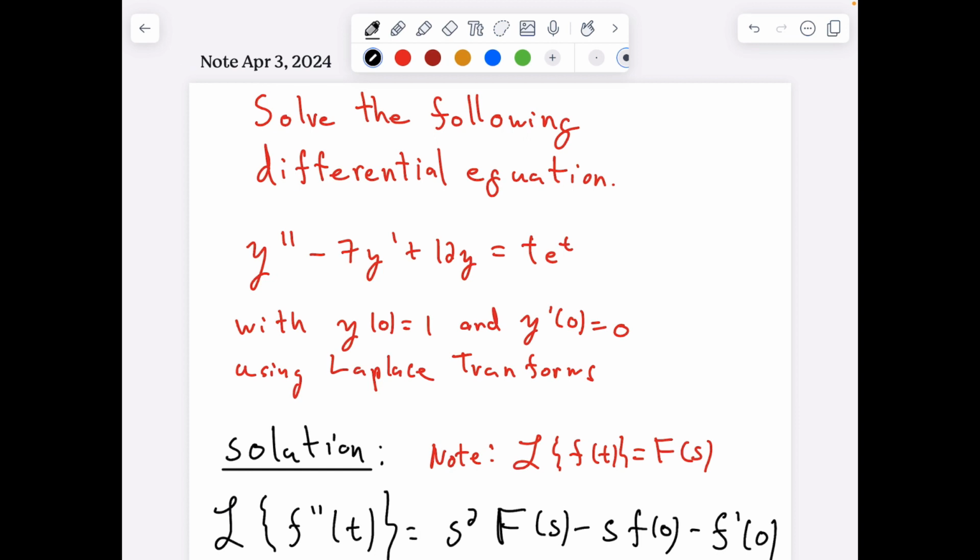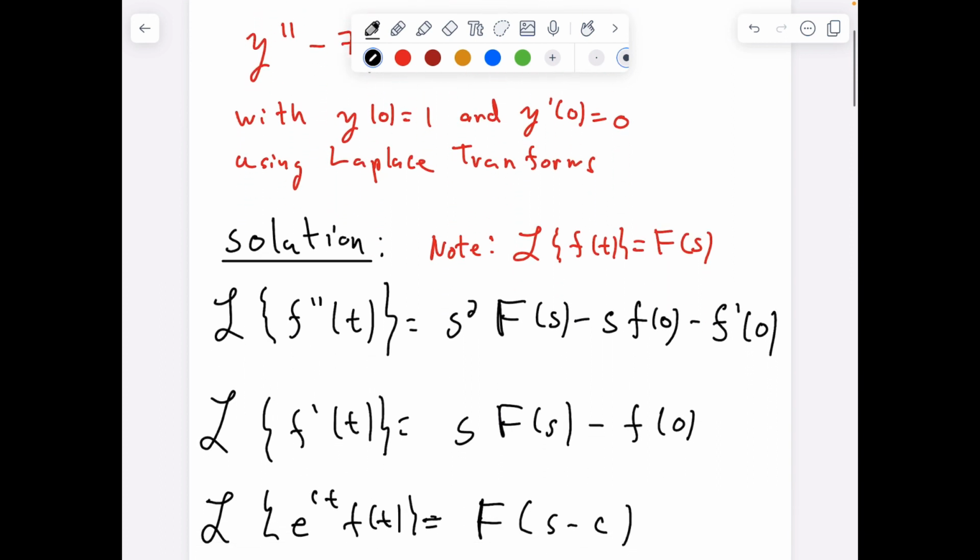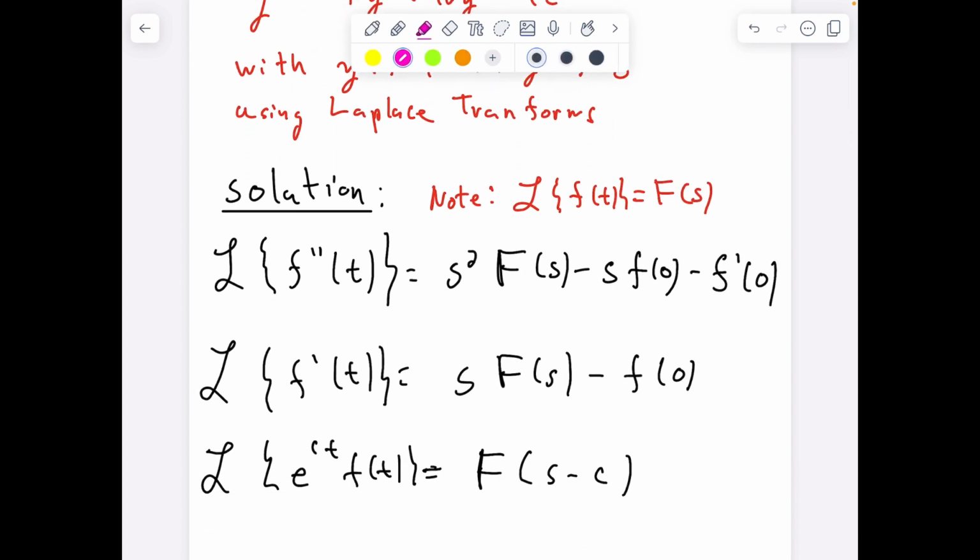to solve this. Please note on notation, just notation here, the Laplacian of lowercase f of t, the function f of t, is going to be denoted by capital F of s. All right, so we're going to need a few Laplace transformations here.